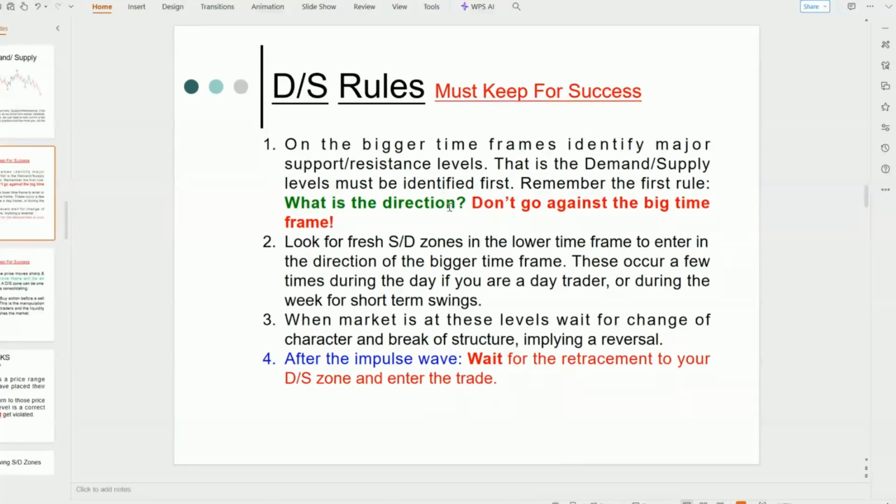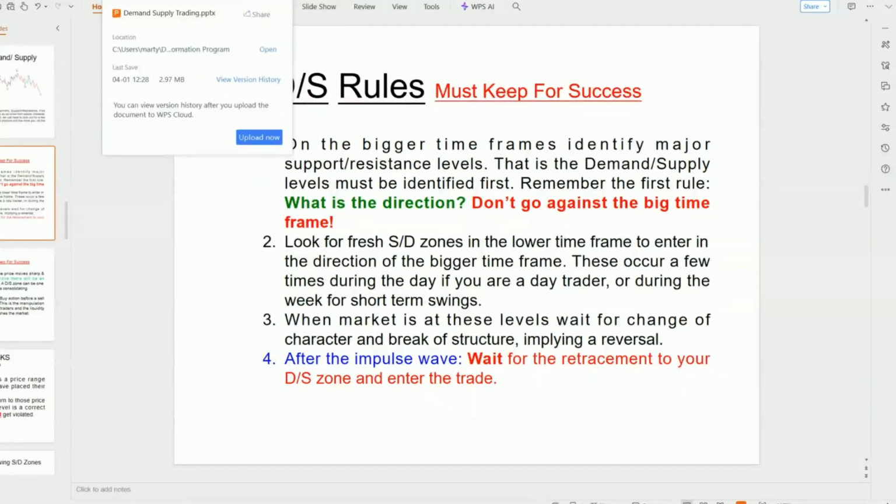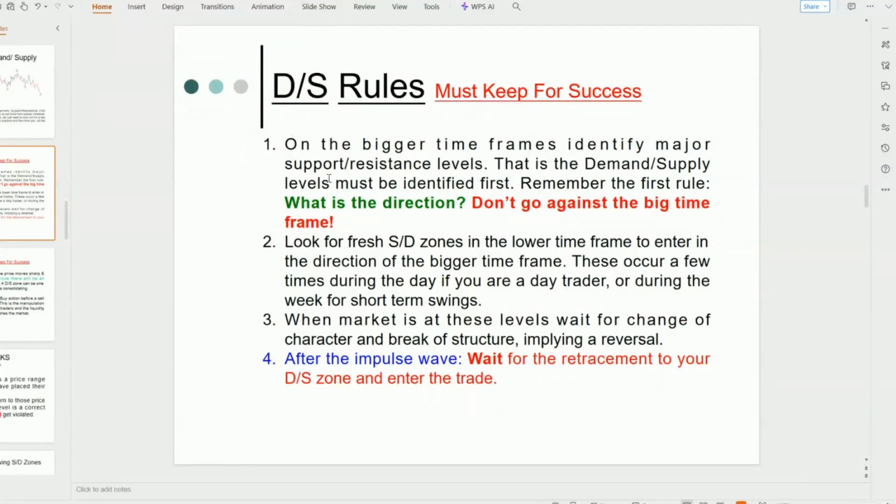So we're going with the bigger direction, but if you know the swing day and the swing hour, you can look for that change of character, the break of structure in a smaller time frame, and trade with your trading hours to kind of establish it and do it. Okay, so this is it, right?